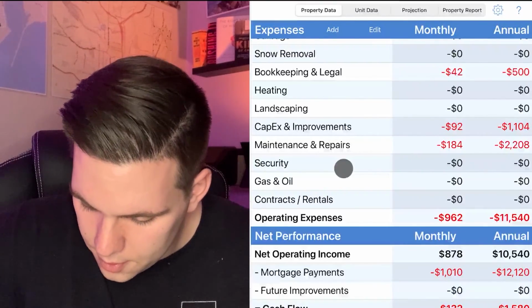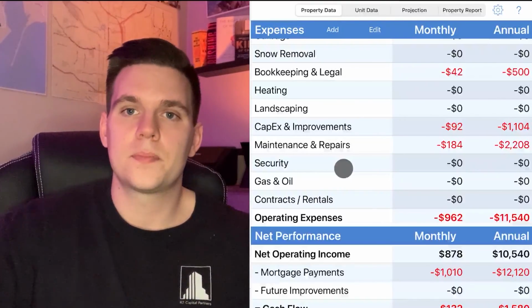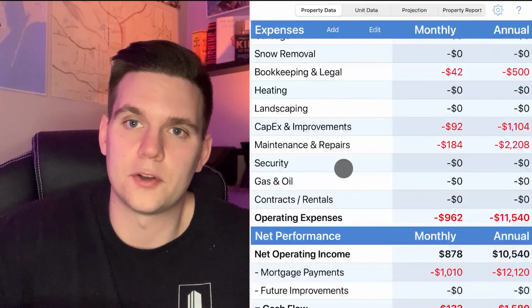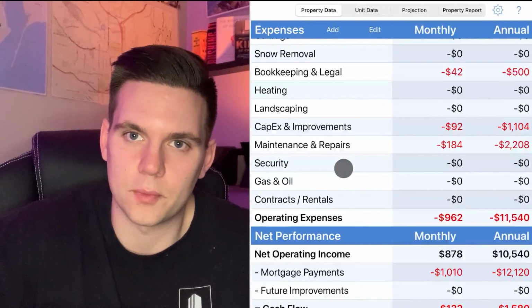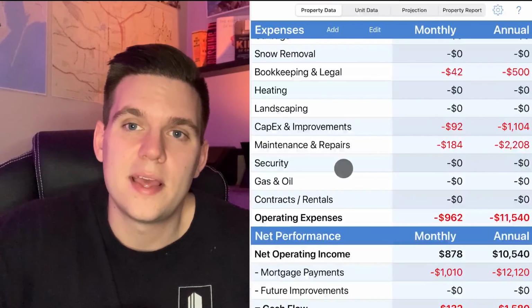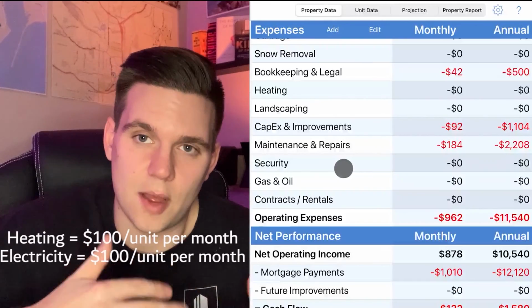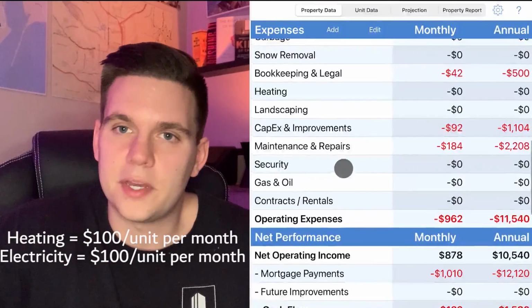For gas and oil, or just heating in general, it depends where you are. Obviously, in a warm climate this probably won't be much of an issue, but up in Canada, where it's a colder climate, you're going to want to budget at least $100 a month per unit if the tenants are not paying for it. In this example, I've assumed that the tenants are, but typically it's $100 a month.